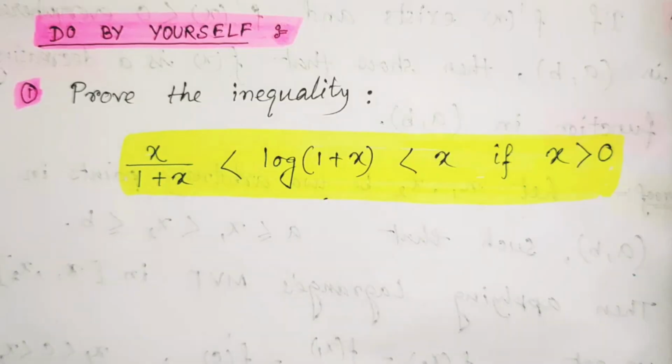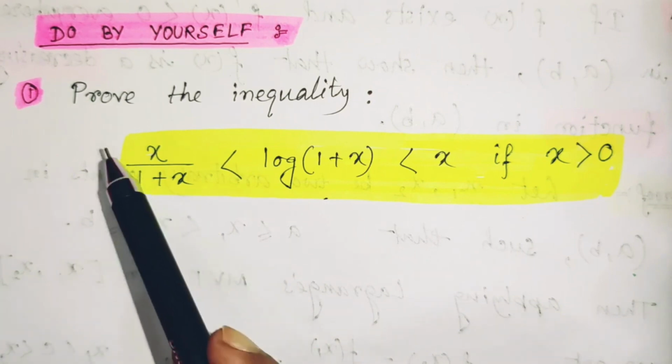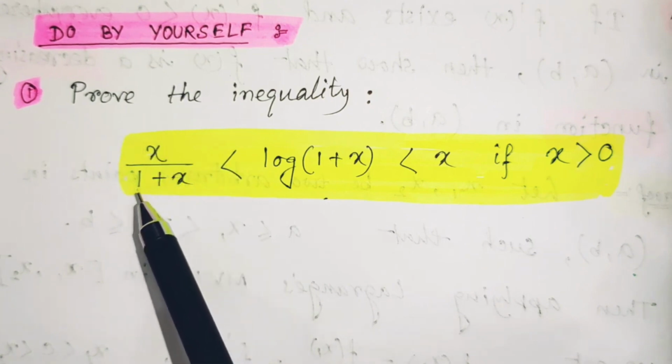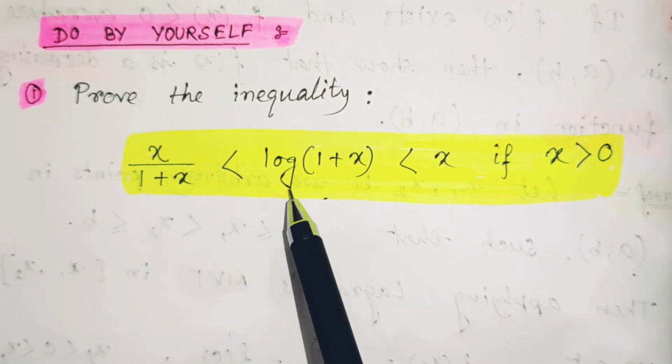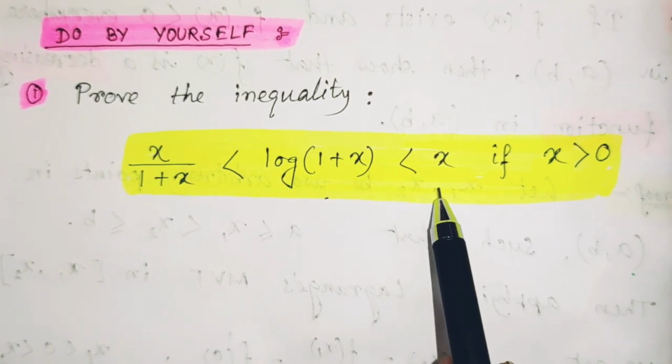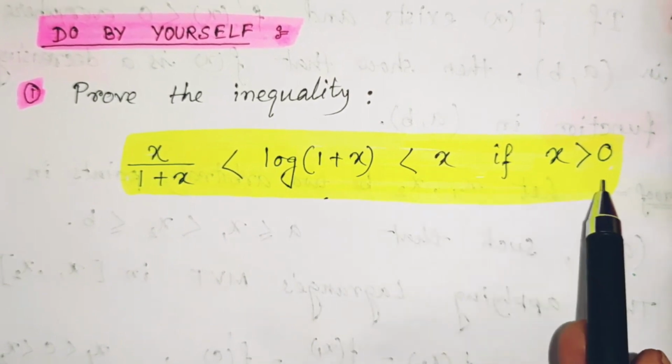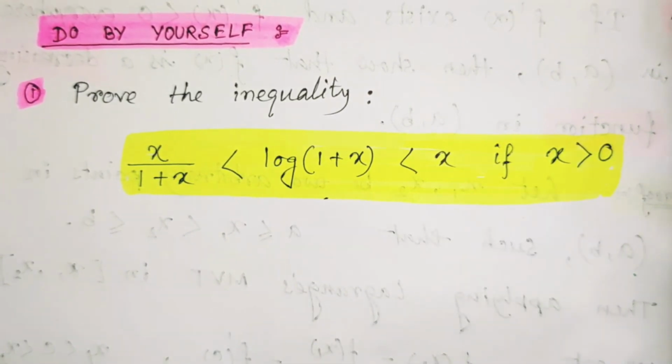So if you understand it properly, then one question is here for you. That is your do-it-yourself question. Hope you are able to do this one. The question is, prove the inequality x divided by 1 plus x less than log of 1 plus x less than x if x greater than 0. Do this question and post the answer in the comment box. And if you have any doubt regarding the topic, then you should write in the comment box also.